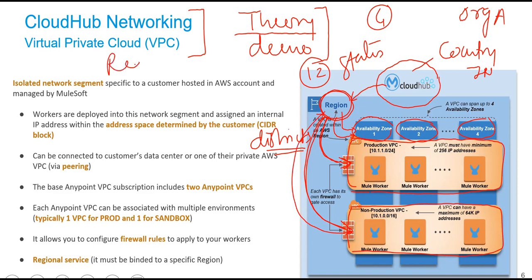So from region to VPC, it is one to many. But from VPC to region, it's one to one. One VPC can belong to one region only. One VPC cannot span across regions. It will span across availability zones, keep that in mind. So hope that is clear. CloudHub is like a country, a region is like a state, availability zones are like districts, and our VPC will span across districts, and it will belong to only one region. And when we create this VPC, we need to create it close to our data center.